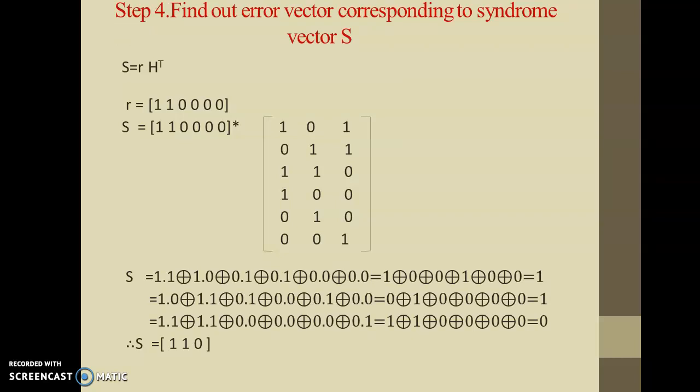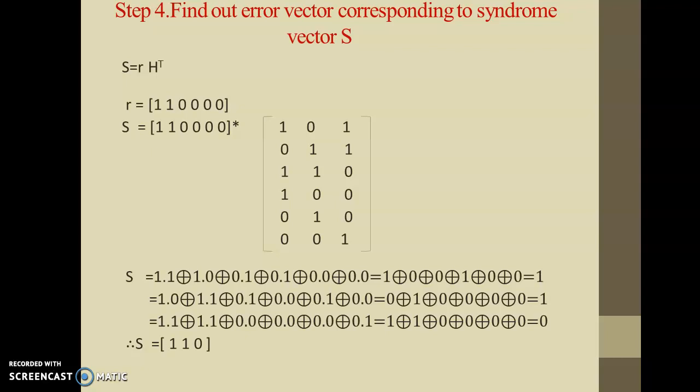Once you are done with the decoding table, the next step is S = R × H transpose, where R is the received code word. In this case, the received code word is 11 followed by four 0s, multiplied by H transpose. Again you follow the same procedure and get the syndrome as 110.